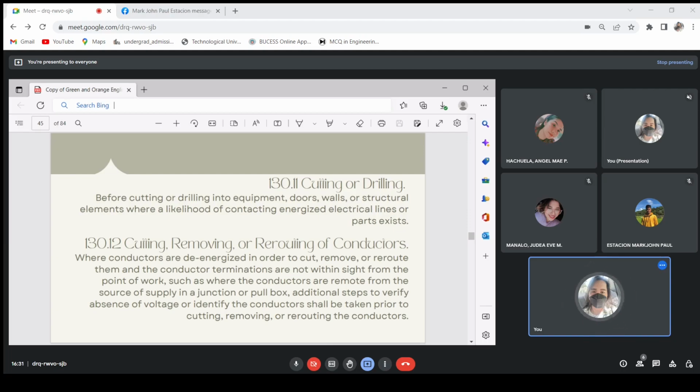Then 130.12, cutting, removing and rerouting of conductors. So conductors must be de-energized in order to cut, remove or reroute them. Must take additional steps to verify the conductors are de-energized. So yun yung sinasabi na dapat palagi nating isipin na energized pa rin kahit nakatanggal na yun sa power lines or electrical power na kinakabitan nito, for additional step and lessen the hazard din. Ang pinaka dito is non-contact test instrument is one way to verify kung wala talagang kuryente ang mga conductor.